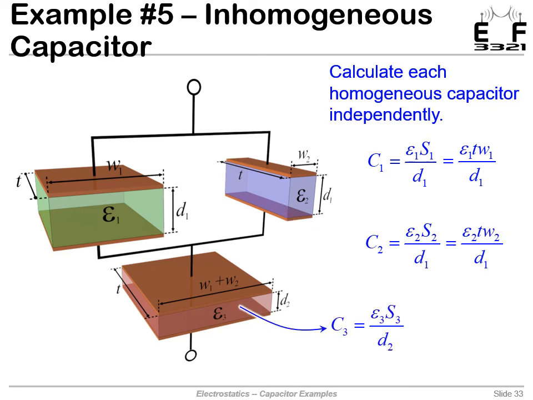And our third capacitor, epsilon 3 times area 3 over D2. And what is that area 3? It's T times the sum of the two W's, because this is the total width. So those are our three capacitors individually. Now we'll apply circuit theory to combine them.